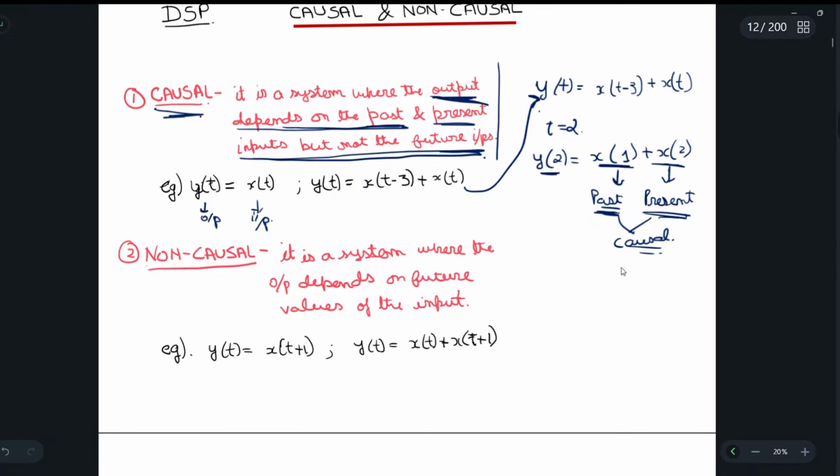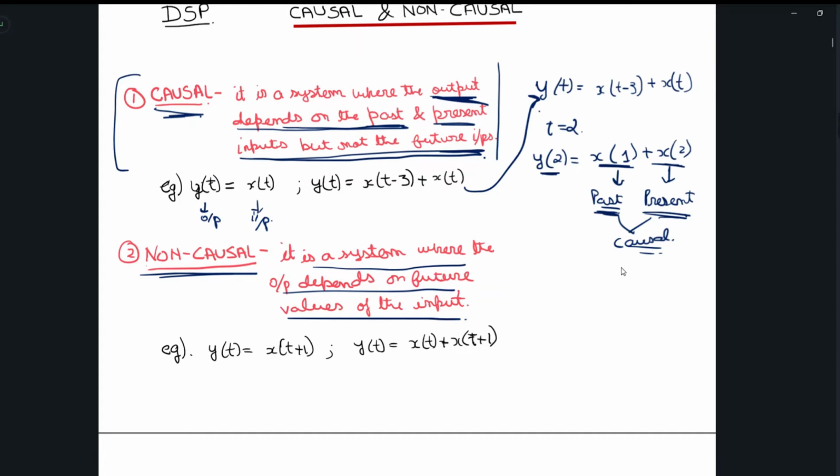Do not worry, we will be doing questions on both of them. So now let us move to non-causal systems. It is a system where the output depends on the future values of the input. So this is completely opposite of causal systems, obviously. Now let us see with an example. Suppose this is the example and we have the output y(t) and the input x(t+1). So now how can we write this?